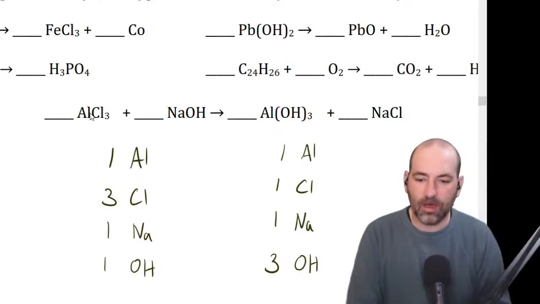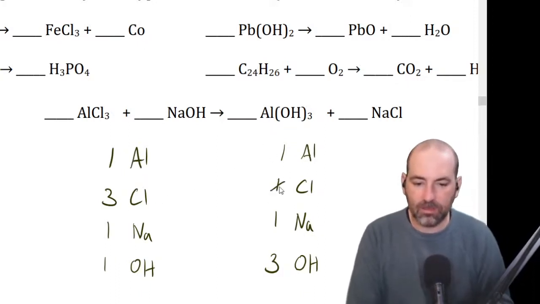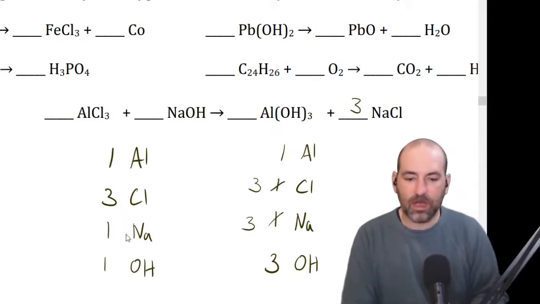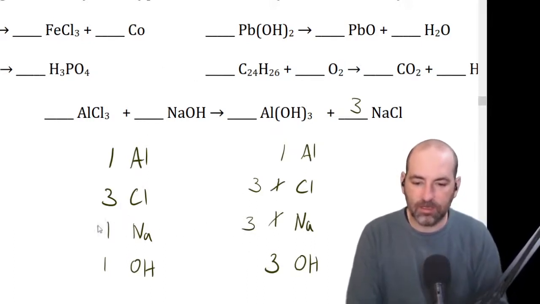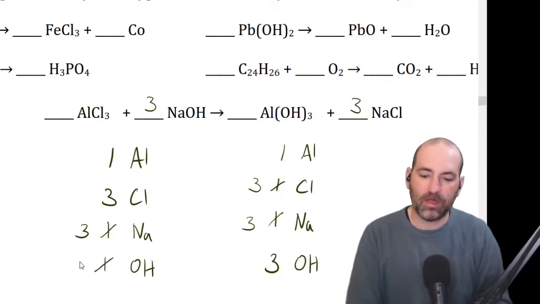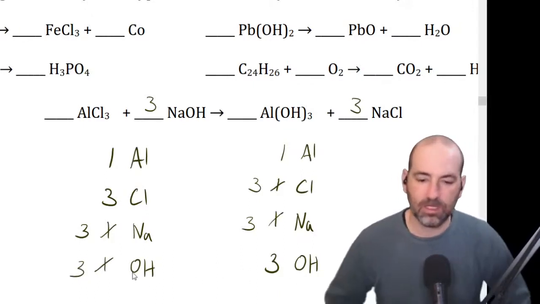So the aluminums are good so far. Let's balance the chlorines. So we've got 1 here. We want that to be 3. So we're going to put a 3 there. And that's also going to change our sodium from 1 to 3. So now our sodium is no longer balanced. So to balance it again, we have to put a 3 there. That gives us 3 sodium. And that gives us 3 hydroxide, which actually helps us out because now the whole thing is balanced.